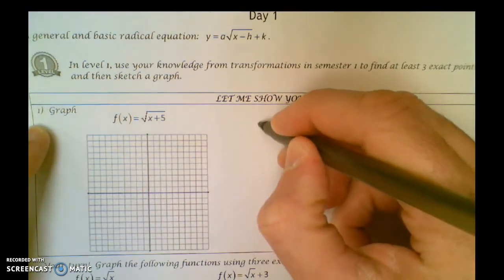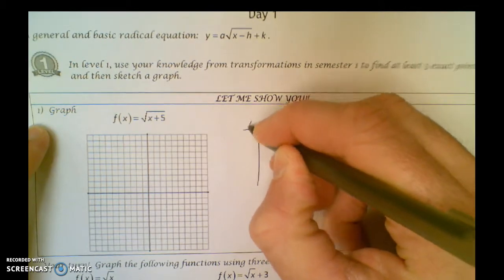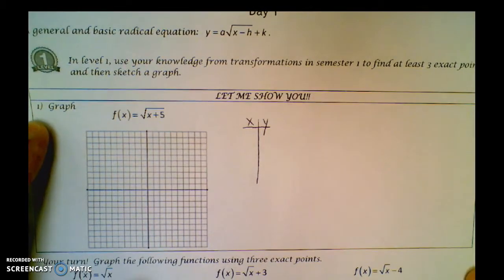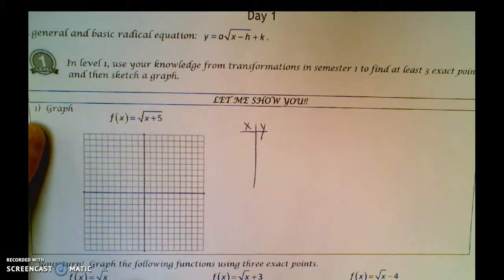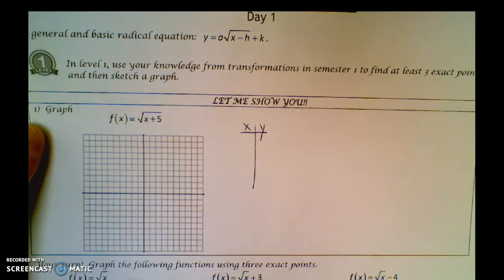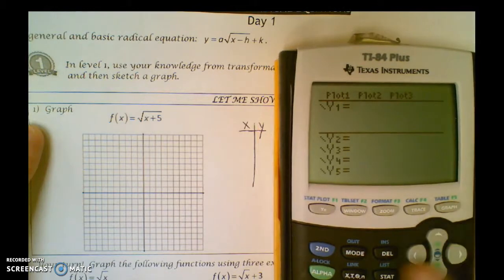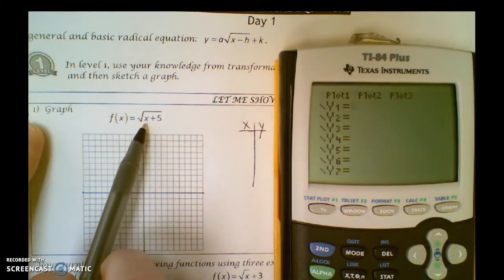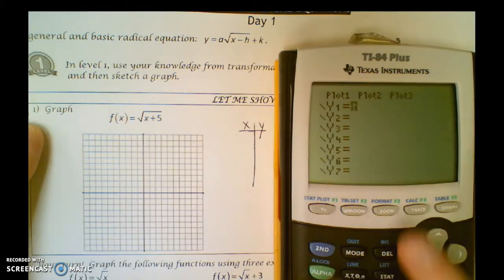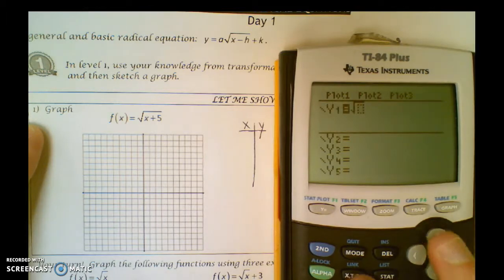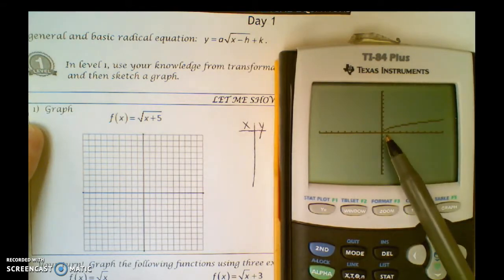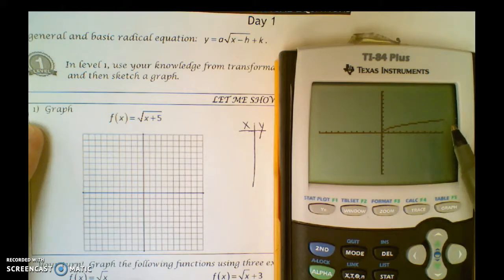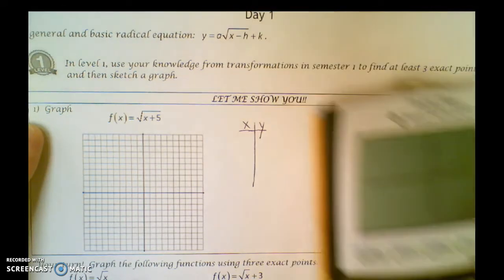So I can create a table of my x and y values, and I can use those to help me graph my function. Very quickly though, let's take a look at what a graph of a radical equation looks like. So if you look at your calculators, if you hit y equals, the parent function of this function is y equals square root of x. So all I have to do is hit second x squared to get the square root function and then type in x. When I graph this, I'm going to get a sense of what my graph should look like. It's different than what we've seen before, so I want to make sure that we're aware of what these graphs look like.